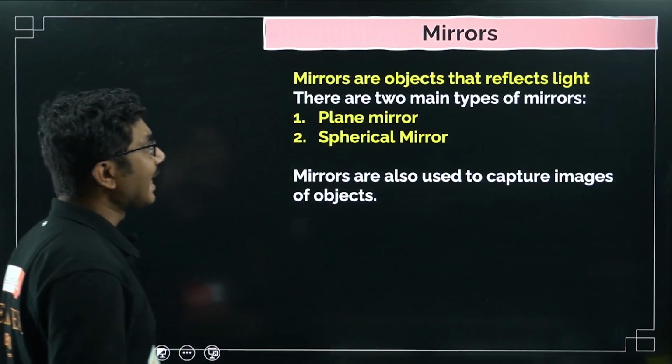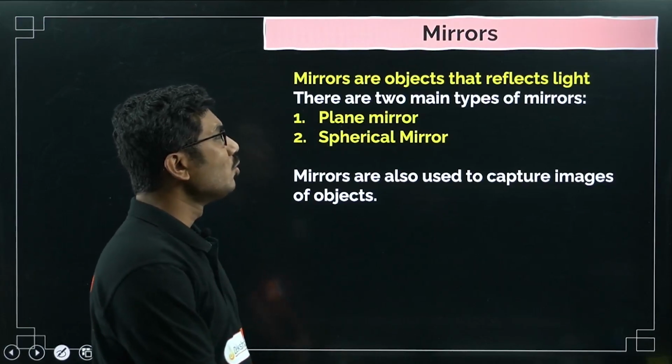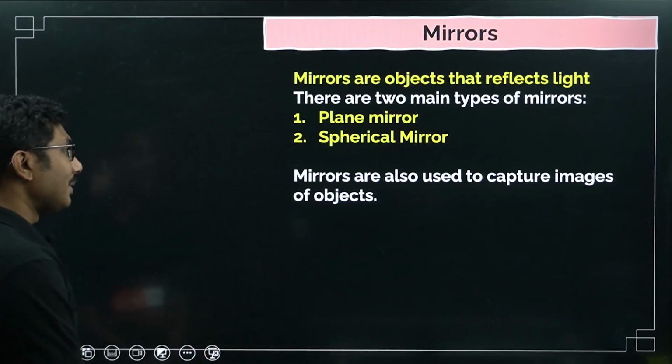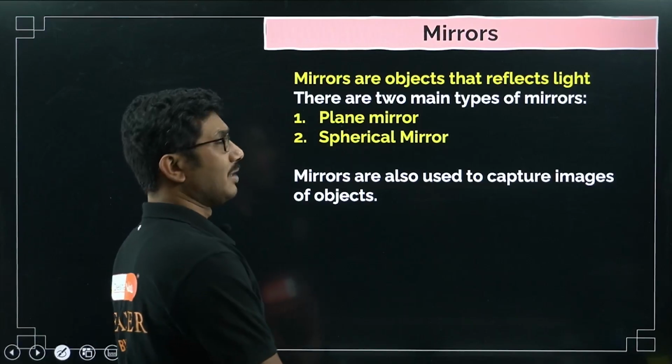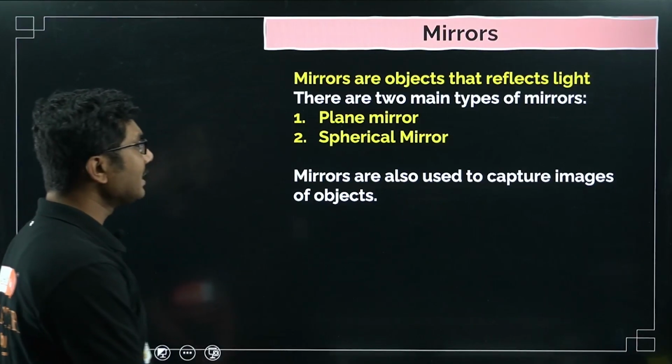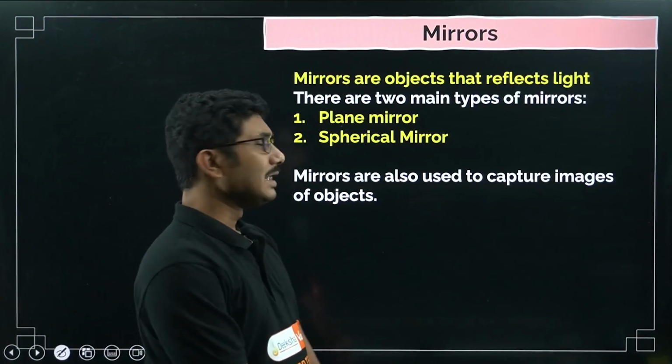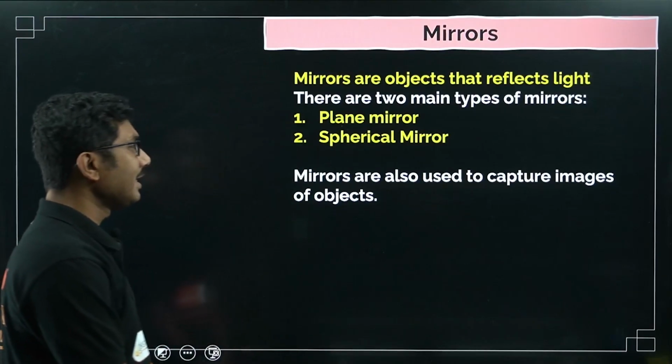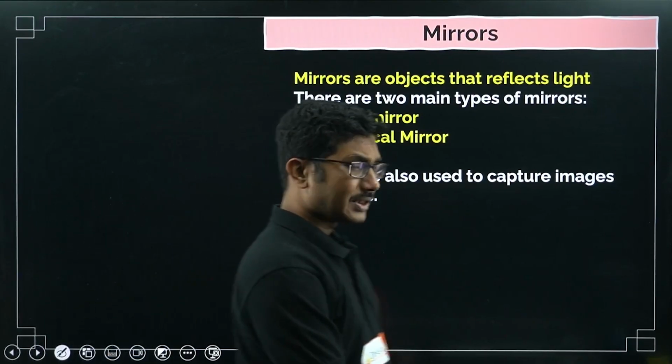Mirrors are objects that reflect light. There are two main types of mirrors: one is the plane mirror, another one is the spherical mirror. Mirrors are also used to capture images of objects, right? So mirrors are also used to capture images of the objects.